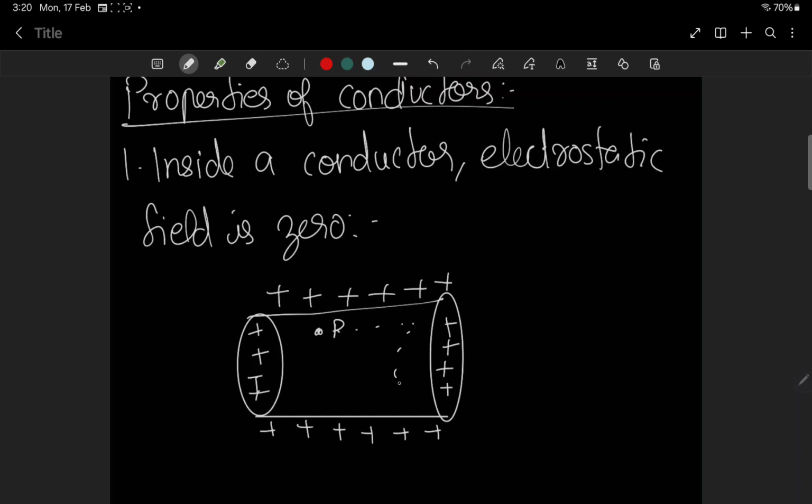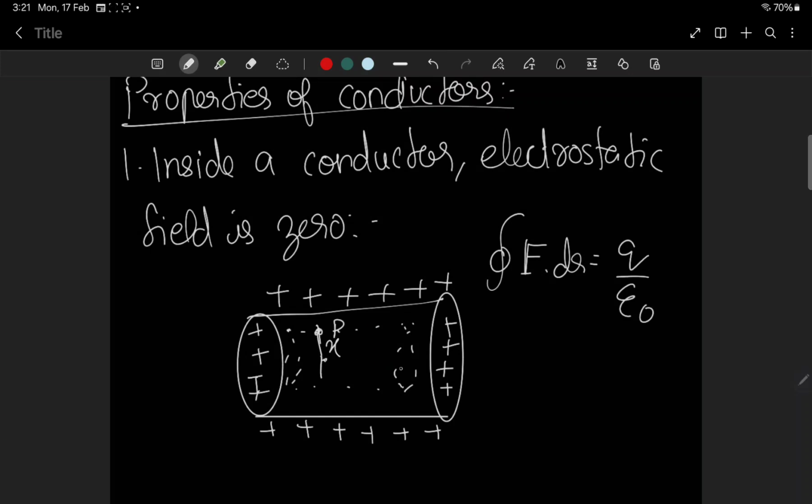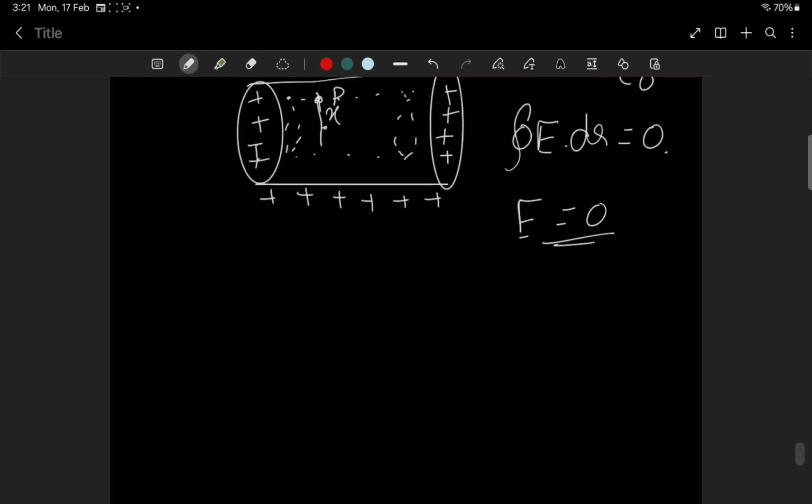drawing a Gaussian surface inside here, what is given? Electric field E dot dr is equal to q by epsilon 0. Is there any q inside the Gaussian surface? No. Therefore what can we write? E dot dr is equal to 0. That means electric field inside a conductor is 0. That is how we tell that inside a conductor electrostatic field is 0. Understood? Yes.